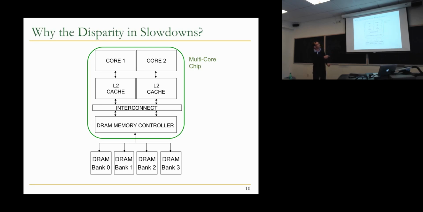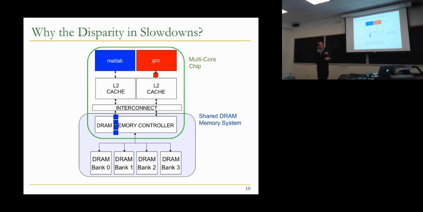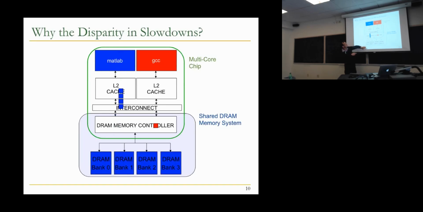This was the system that we ran MATLAB and GCC on, actually. You had cores, you had private caches, you had some interconnect, you had the DRAM memory controller and DRAM banks. And this is a shared DRAM memory system. This part was shared. And when we ran MATLAB and GCC, this is what happened. MATLAB was very intensive, as you suggested. It generated many, many memory requests that missed in the cache. GCC generated few memory requests that missed in the cache. And the memory controller treated these two applications like this. Basically, it kept servicing MATLAB's requests over and over for a long time.